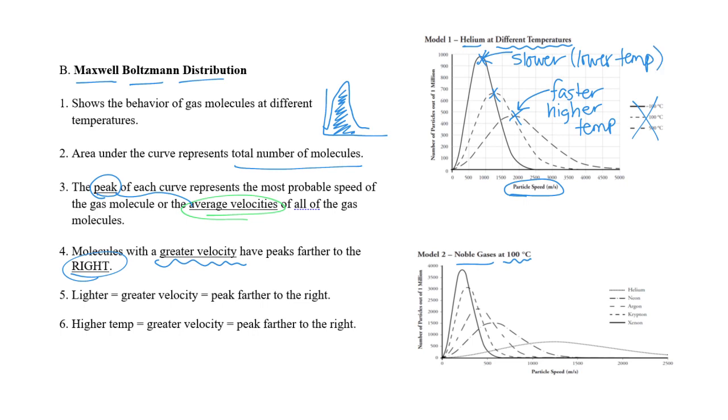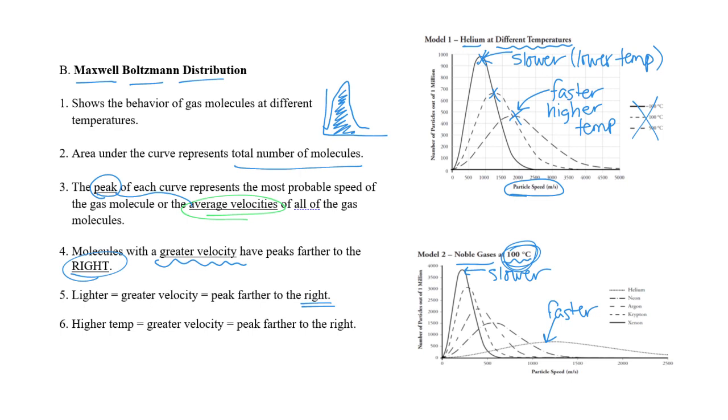Okay, and for my second graph down here below, they're all the same temperature, so we have to look at it a little bit differently. If they're all at the same temperature, then the peak that's farthest to the right is still the one that's going to be moving faster, and the peak farthest to the left is still the one that's going to be moving slower. But it's going to be for a different reason because they're all at the same temperature. So it's not because of that. It has to do with their molar masses.